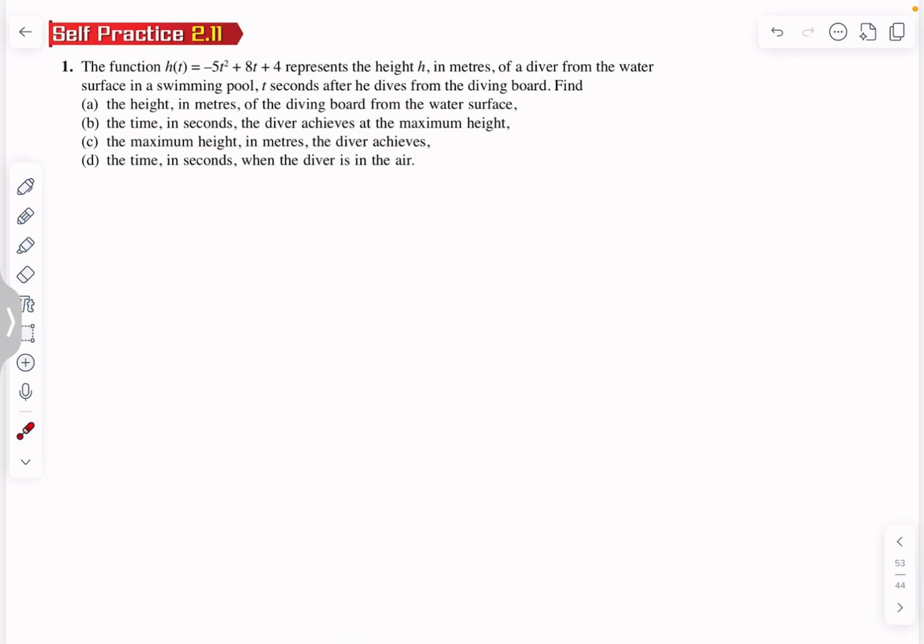Question 1. The function represents the height in meters of a diver from the water surface in a swimming pool, t seconds after he dives from the diving board. Alright, so let's imagine this is the swimming pool and this is the diving board. This is him, so he's trying to dive into the swimming pool. So they ask us to find the height, the time, the maximum height and time.